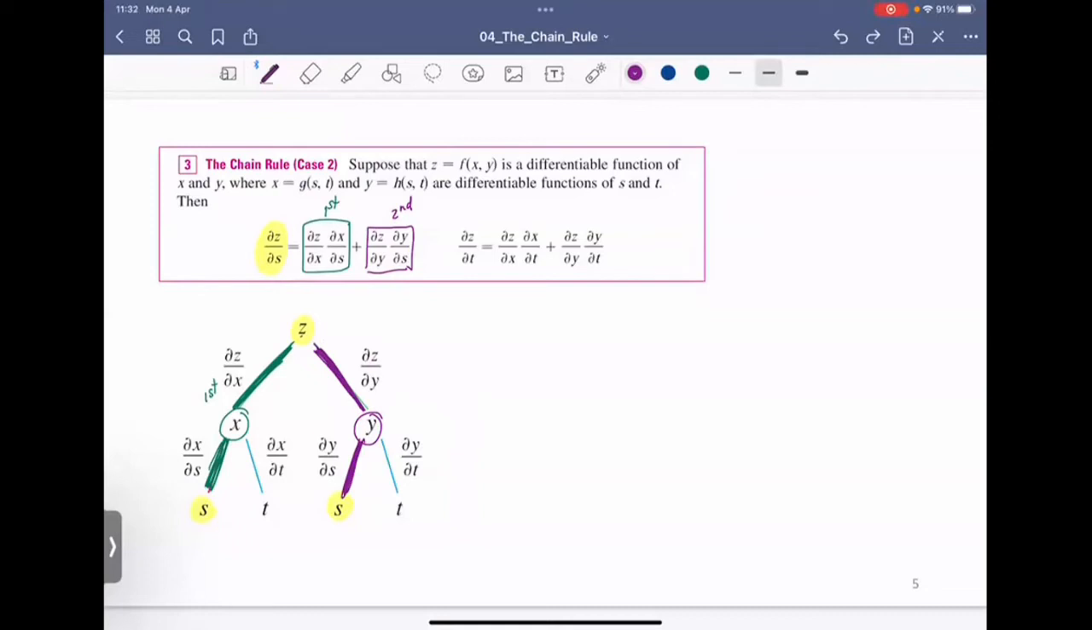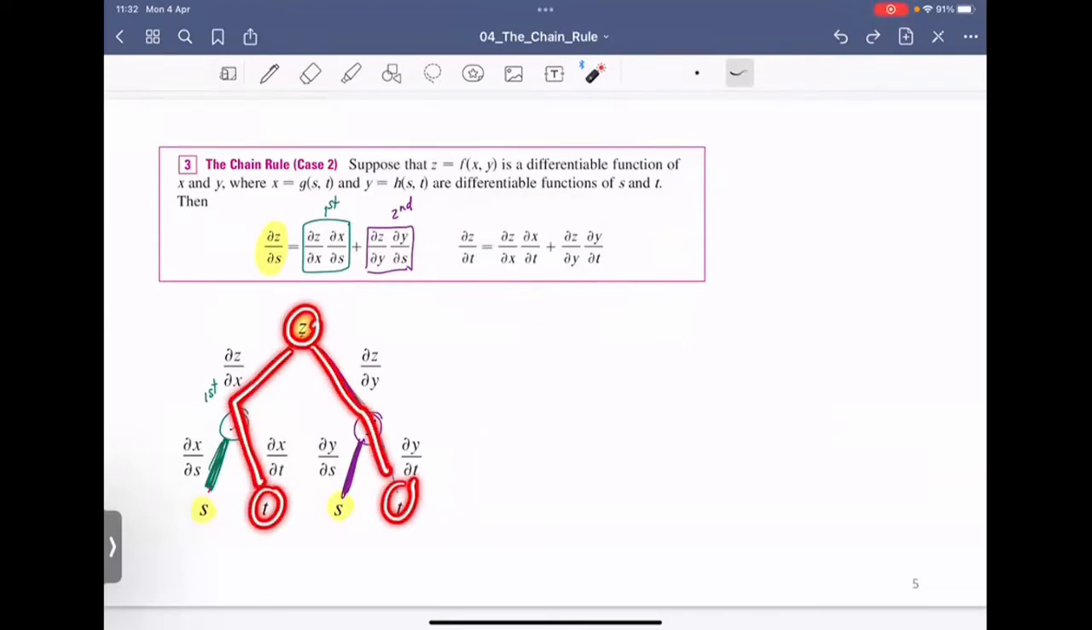Sounds good. This is the same concept as the second one here. If you want partial C by partial T here, there are 2 ways, this and this, right? The first one is partial C by partial X and partial X by partial T, plus partial C by partial Y and partial Y by partial T here.